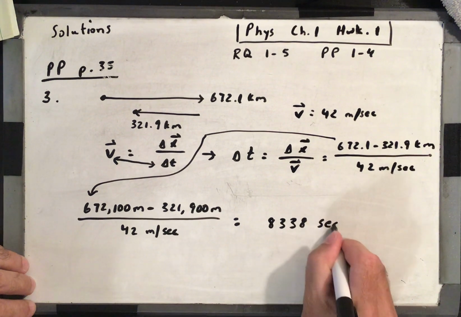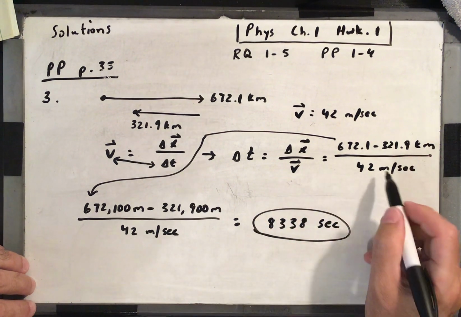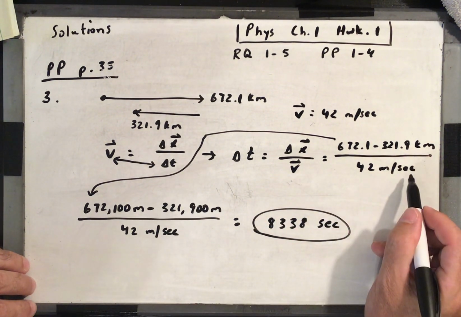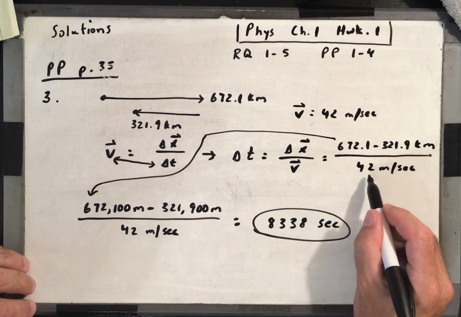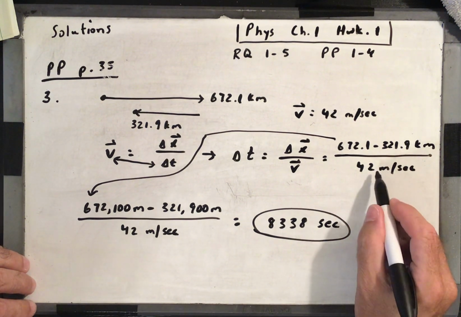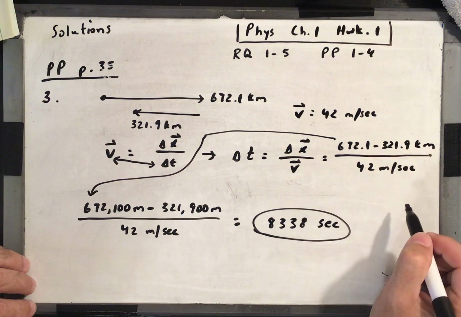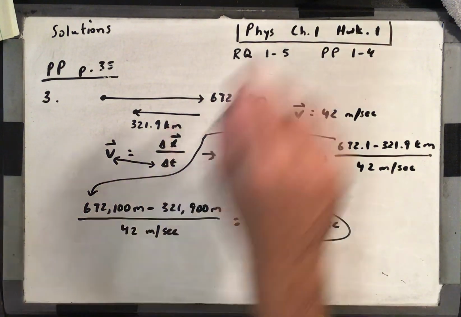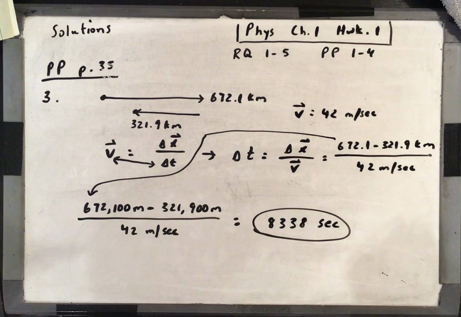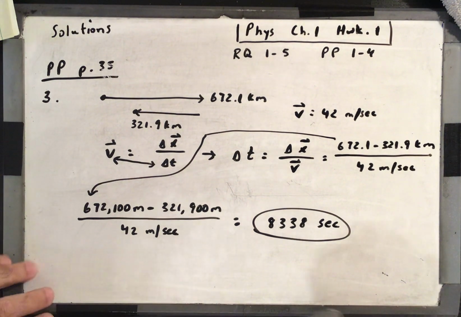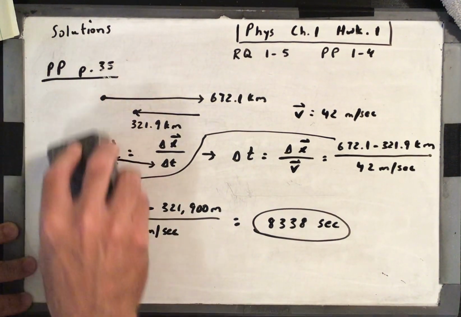8,338 seconds. Of course, if you decided to change 42 to kilometers per second, that would also work. That'd be 0.042 kilometers per second. So you just divide 42 by 1,000. All right, so that does it for number 3. Let's finish this video up with number 4.